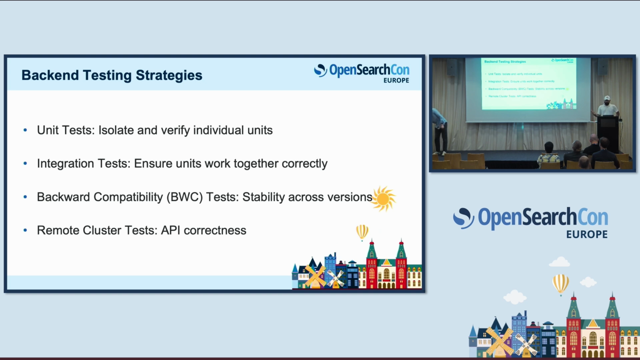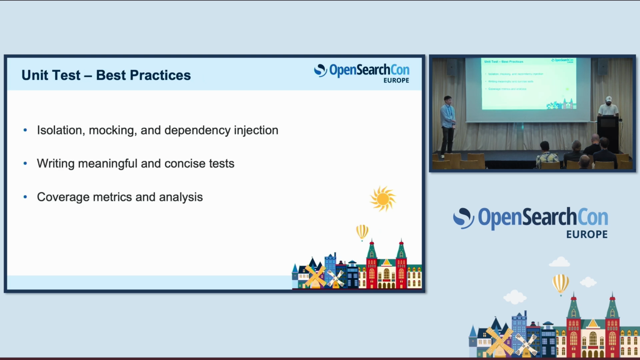Integration tests check the cohesiveness of these units end to end. Backwards compatibility here is very important. As we publish multiple versions, we want to ensure that they are stable, that the features are stable across these versions. That's where backwards compatibility tests shine. Remote cluster tests are usually used for validating API correctness across different versions. They run tests against a cluster that is spun up outside the JVM. We'll talk about that in a little bit as well.